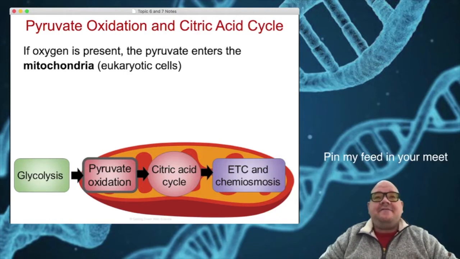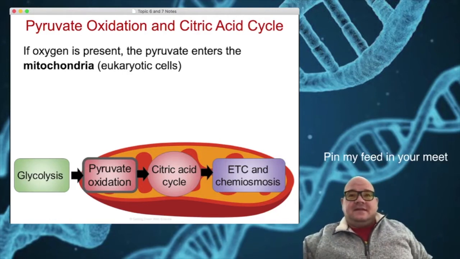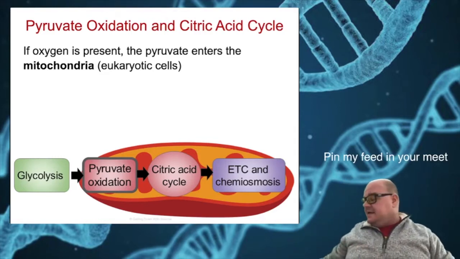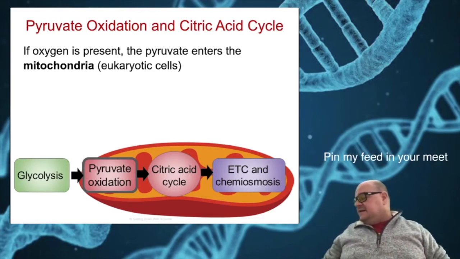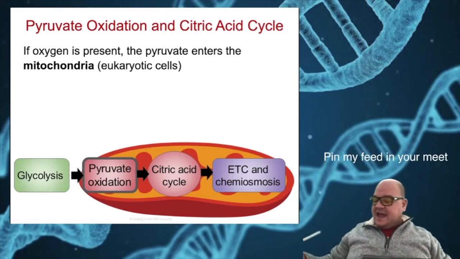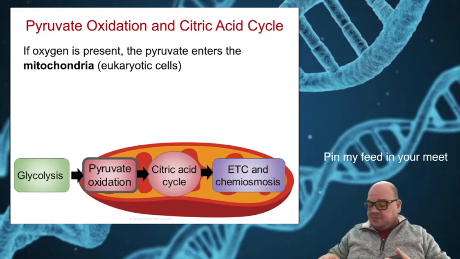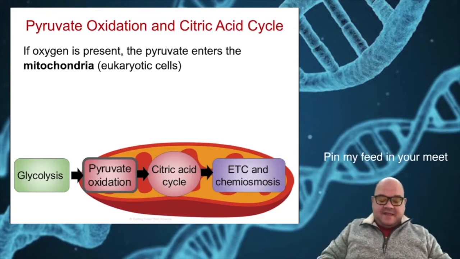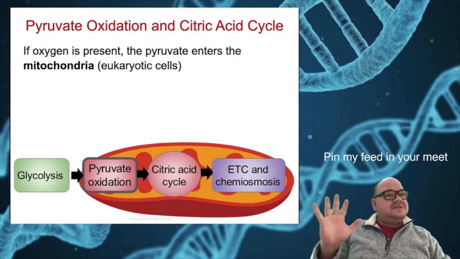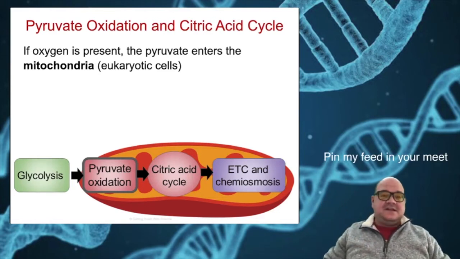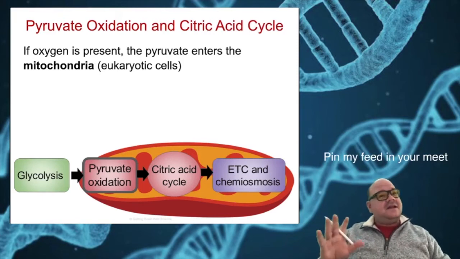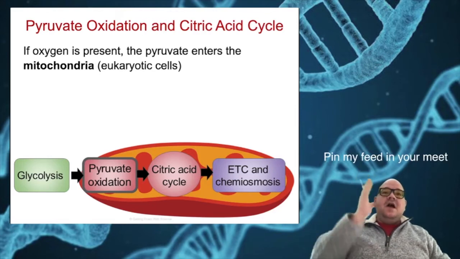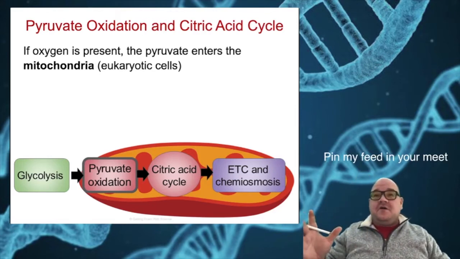So if we're talking about pyruvate, if oxygen is present, now this is a big if here, because the AP people really like to ask questions about oxygen and respiration. So pay attention to this a little bit, because if the oxygen is not there, some special stuff happens. Basically, the cells suffocate, but there are some things that can block the oxygen. So no oxygen means no mitochondrial function.